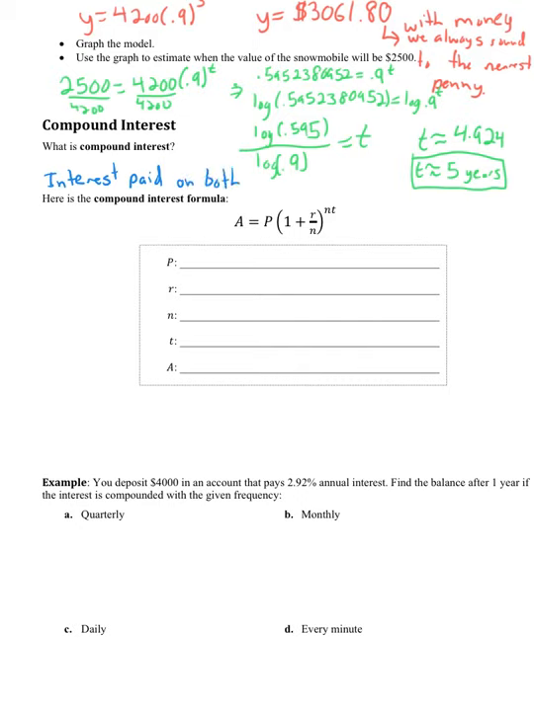So compound interest is interest that's paid on both the initial amount and previously earned interest.